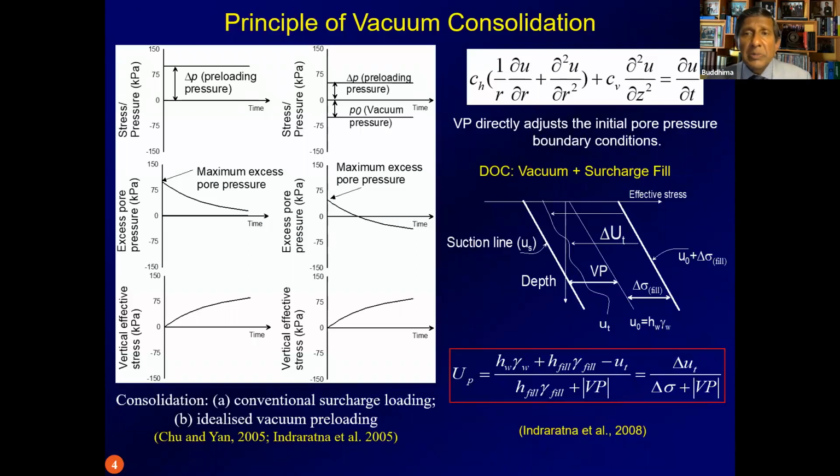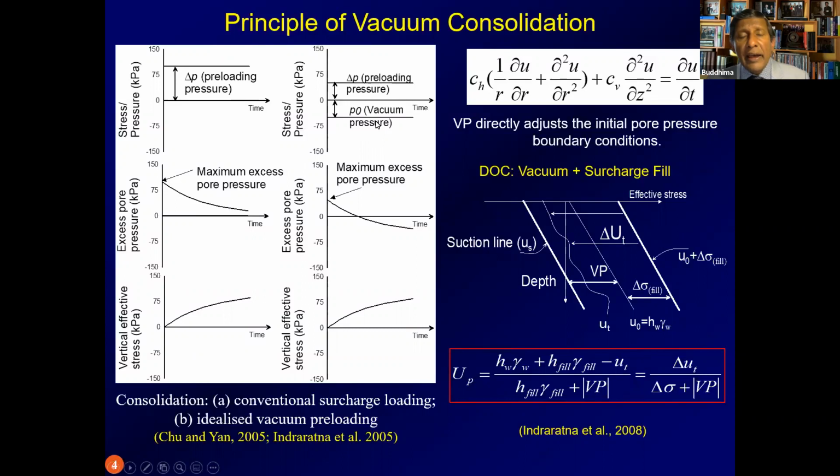Just to explain the principle of vacuum consolidation, in this plot on the left-hand side is the application of surcharge pressure just with the embankment fill only, without any vacuum preloading. So it has the vertical drains with the embankment fill. Now, if you start with the excess pore water pressure diagram, then at the start, immediately, the excess pore water pressure will be the same as the preloading pressure, which in this case is 100 kPa. And then the pore pressure will start to dissipate with time from 100 kPa towards zero.